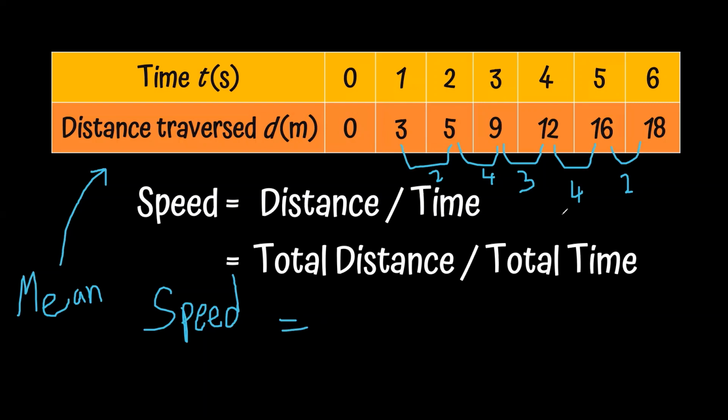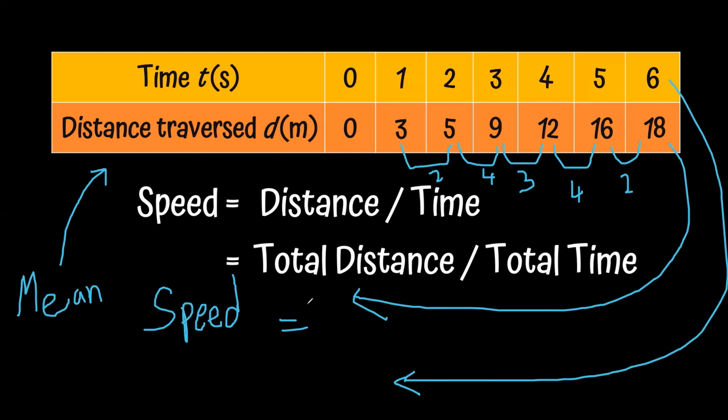Okay, let's calculate the speed. We need the total distance and the total time. So as the distance we take 18, and as time we take 6. 18 meters divided by 6 seconds equals 3 ms minus 1. So the answer is 3 ms minus 1 or 3 meters per second. And these kinds of speeds can be named as mean speeds.